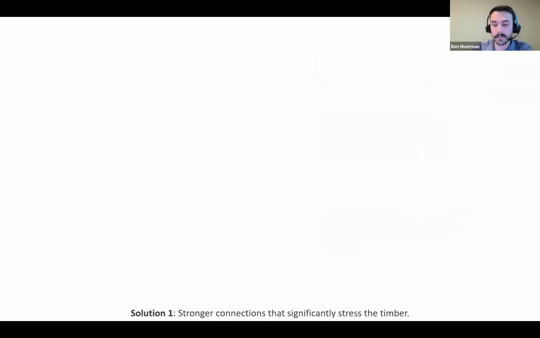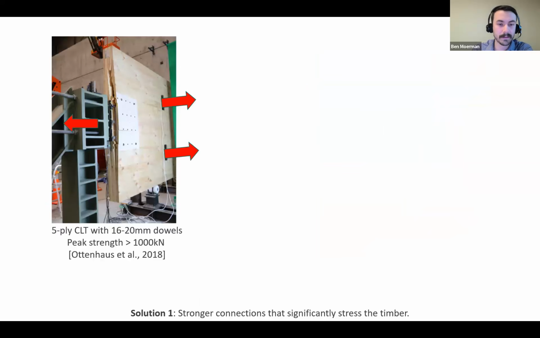So how do we solve that problem? The first solution is pretty intuitive. The connections are too weak, so let's use stronger connections. We can put some much more significant stress into the wood.